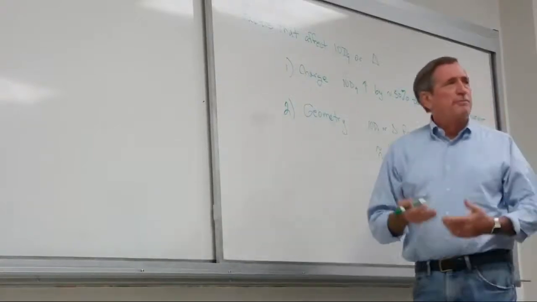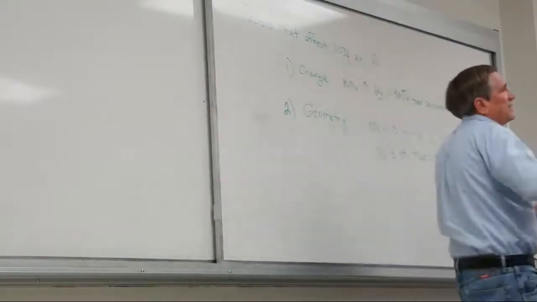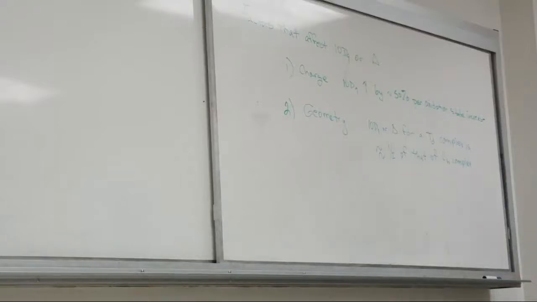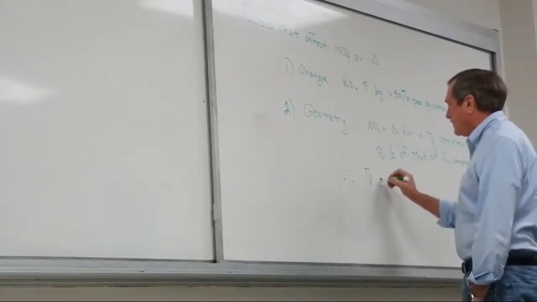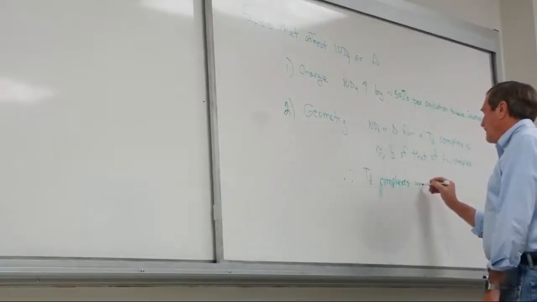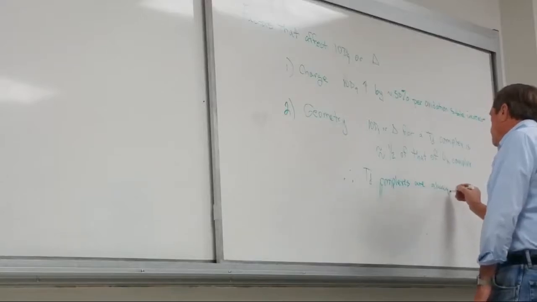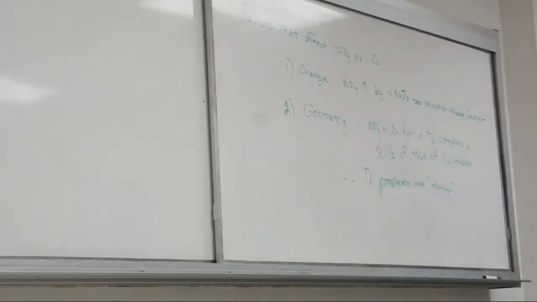It's always going to be high spin, right? We're never going to have 10Dq big enough to make it a low spin complex. And that's an observation that holds true. Tetrahedral complexes are always, and I'll put this in quotes because there may be a few cases out there where that is not true, but for everything you're going to see, tetrahedral complexes are always high spin, never low spin.